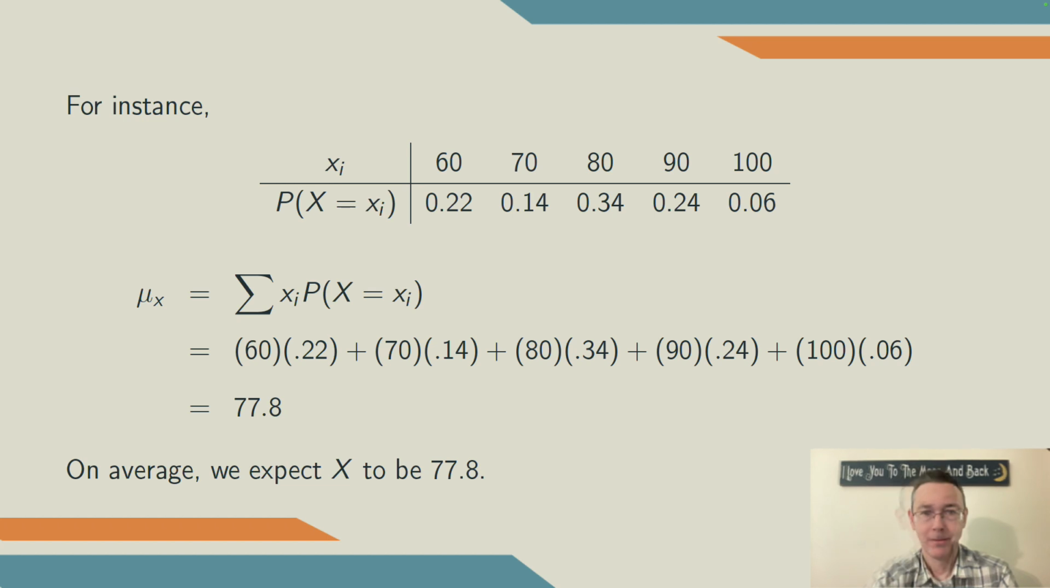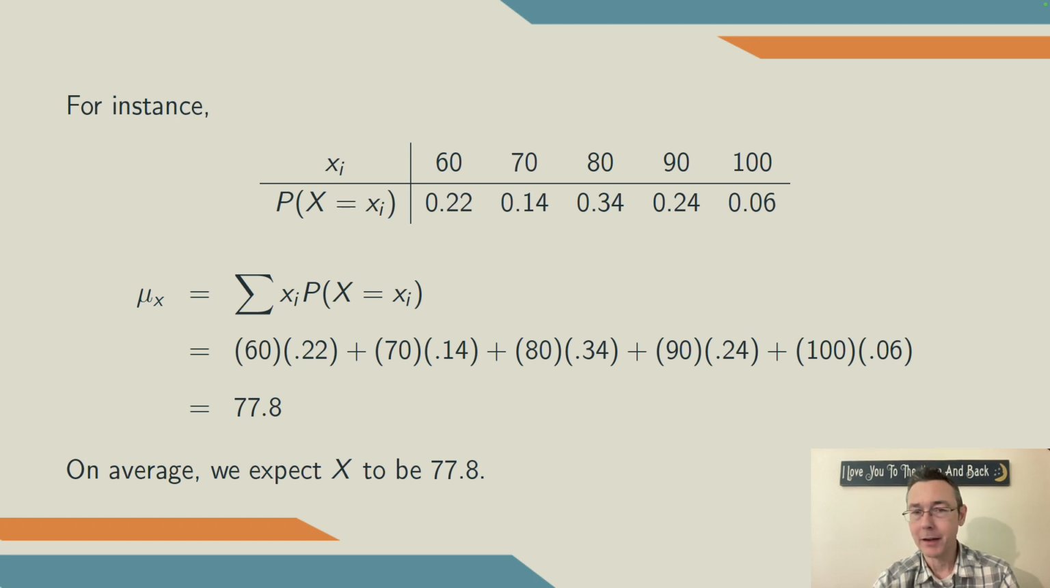For instance, here's a simple random variable X that can take on only 5 possible values, 60, 70, 80, 90, or 100. And I've listed the respective probabilities here in this table. To get the expected value, to get the mean, we are going to take each of those values, multiply by the probability, and add up all those results. So 60 times 0.22 plus 70 times 0.14, etc. Overall, I get 77.8.